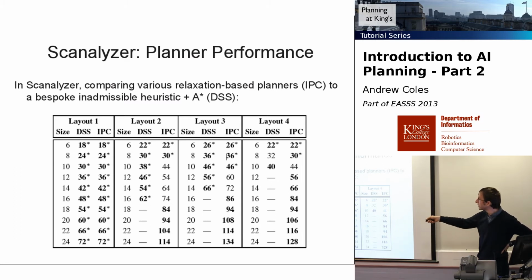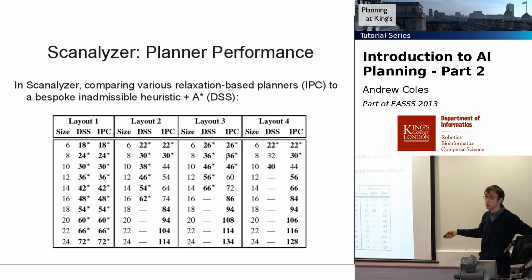In layout 1, it's neck and neck. There's no difference between using a domain-specific solver and using a planner from the planning competition. Over here in layout 2, well, the domain-specific solver has the edge on the quality up to size 16 of a problem, but then it stops working, whereas the planner continues going. And then over here, on the far right in layout 4, you can see that on size 8, the planner is able to get a cost of 30, whereas the domain-specific solver will have a quality of 32.